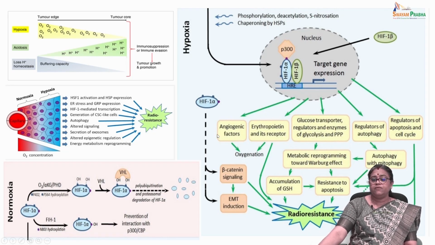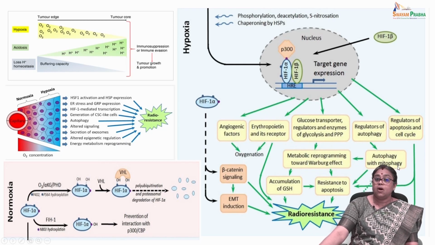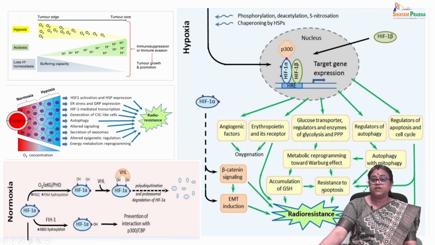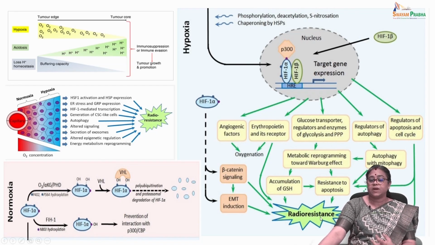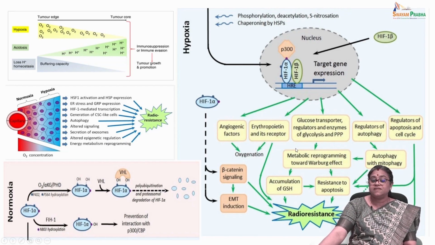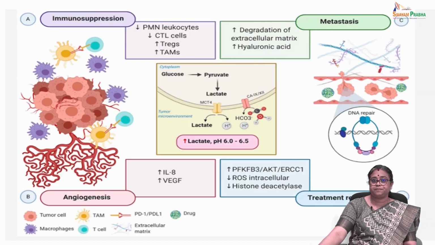So therefore, when these signal transduction pathways are activated, these in turn can again lead to cascading effects of metabolic reprogramming, which happens through the Warburg effect. There can be autophagy with mitophagy, which can lead to resistance to apoptosis. So all these components, the cascading events, lead to radioresistance and chemoresistance. That is, any hypoxic area in the tumor will make the tumor resistant to any kind of therapy.